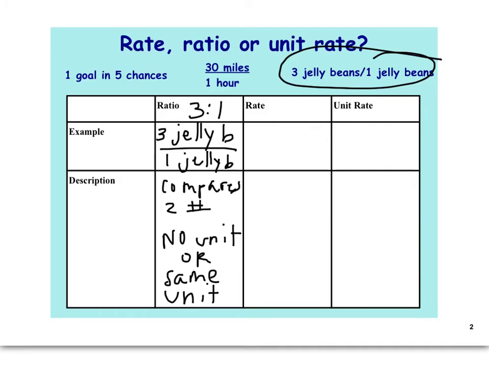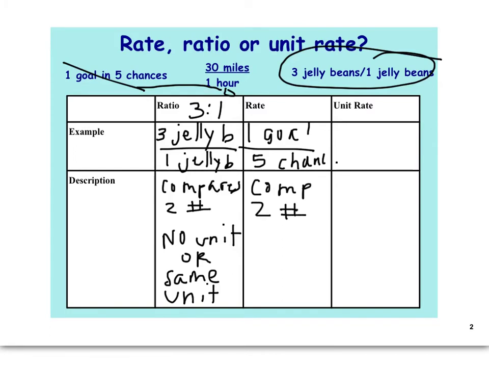When I look at rates, a rate simply has a comparison of two numbers still. So the example, 1 goal in 5 chances. I'm going to abbreviate that. That one's going to go down there. The difference is it still compares two numbers, but it has two different, I'm underlining different, units.